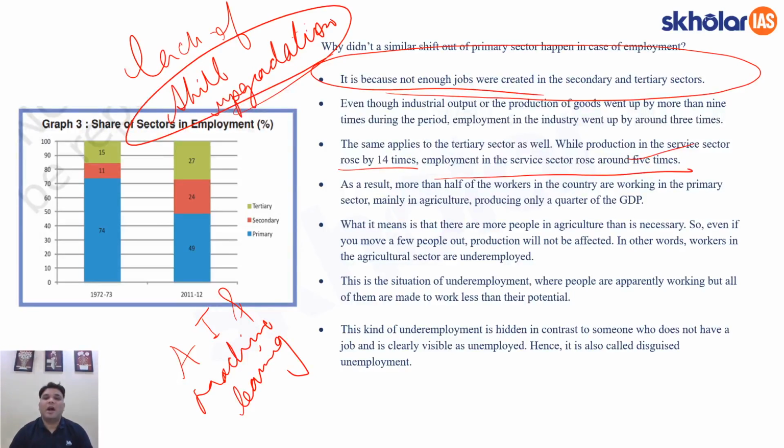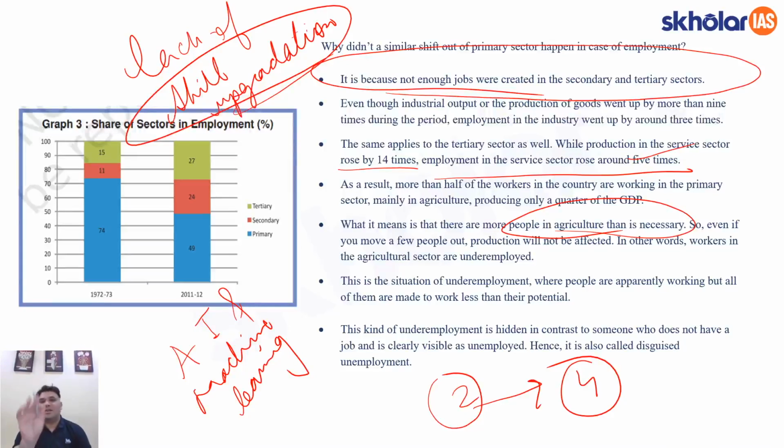And therefore you see that half of the workers in the country are still working in the primary sector, mainly in the agricultural sector, right? So what this means is that there are more people in agriculture than necessary. So what happens is that work which two people can do is now being done by 4 people in the agricultural sector, so there is no need for them. So this is called disguised unemployment, which we discussed in the 9th class NCERT, right? That means there are more people working in agriculture than is necessary.